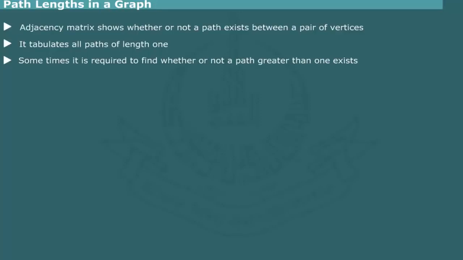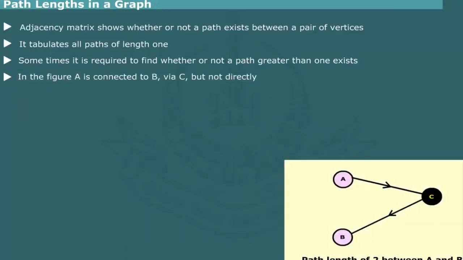Consider, for example, a simple graph shown in this figure. Note that vertices A and B are connected to vertex C, but A is not directly connected to B. Therefore, although there is no path of length 1 between A and B, there is another path of length 2, because B is reachable from A via C.